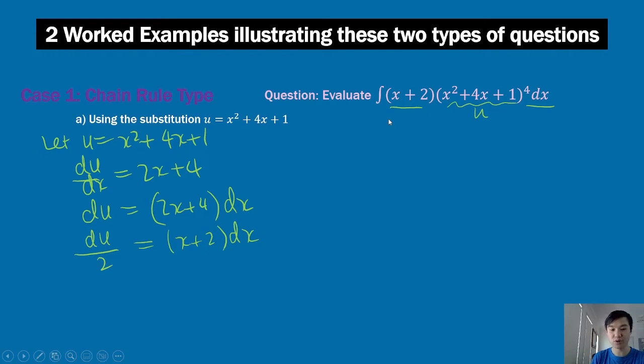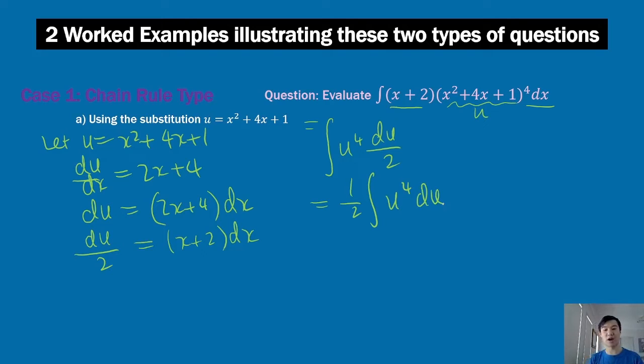So I'm going to convert the integral all in terms of u now. The thing inside here is u, so it's going to be u to the power 4, and the x plus 2 dx here becomes du over 2. So I can take the half to the front of the integral. So we got this, and now I can integrate it like normal. So this will become half times u to the power 5 over 5. Don't forget your plus c because it's an indefinite integral.